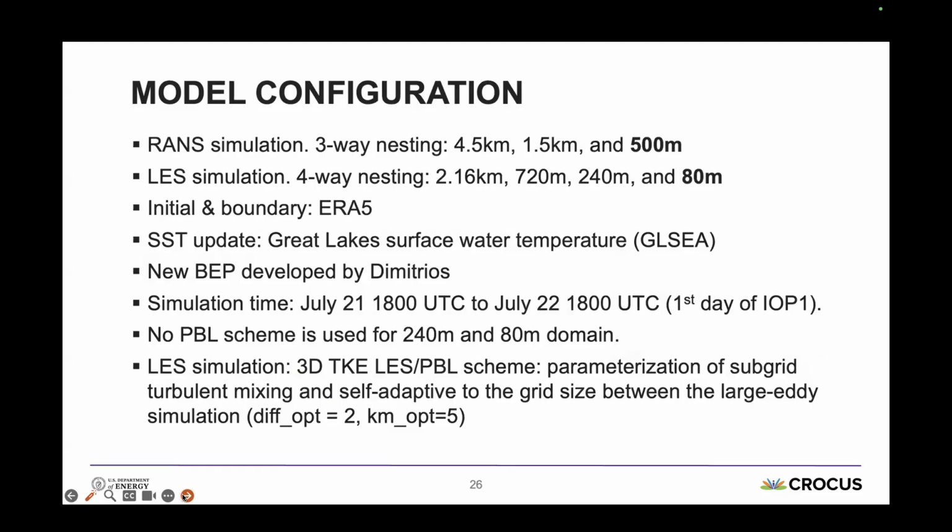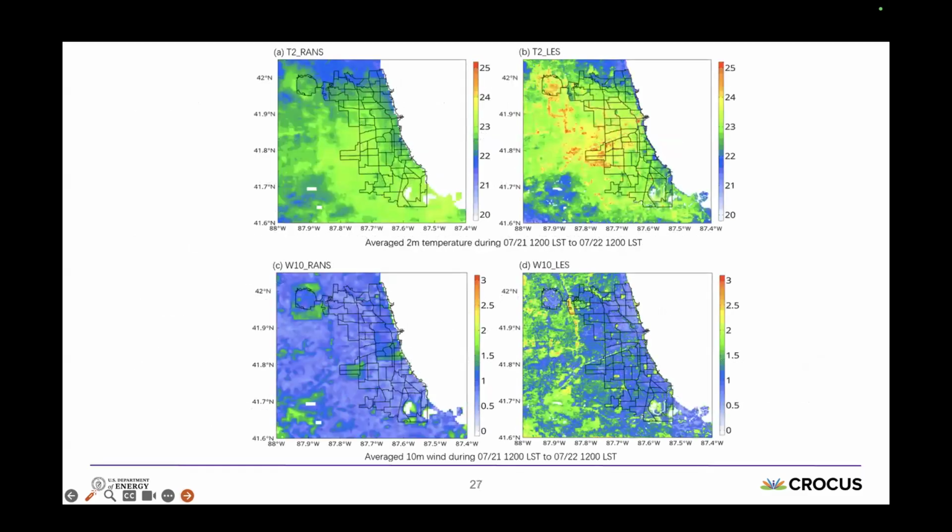No PBL scheme is used for the 3rd and 4th domain of the LES simulation. Instead, the 3D TKE LES PBL scheme is used. It is the parameterization of subgrid turbulence mixing, and it is self-adaptive to the grid size between the large eddy simulation and mesoscale limits.